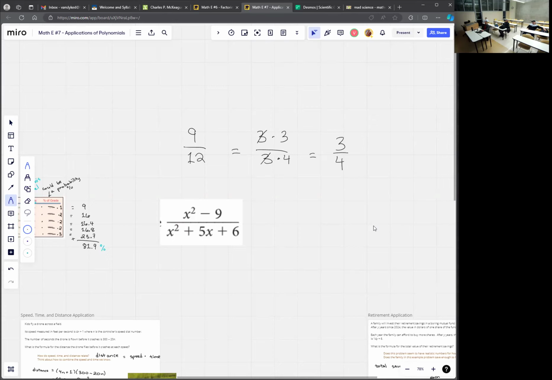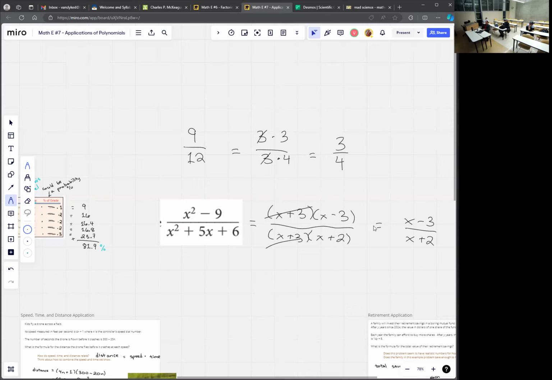Everyone happy with that? I like that. So now I'm doing the same thing. This is an x plus 3, x minus 3, over x plus 3, x plus 2. You can FOIL and double check that I'm factoring correctly if you wanted to. The x plus 3s cancel. So what's left is x minus 3 over x plus 2.